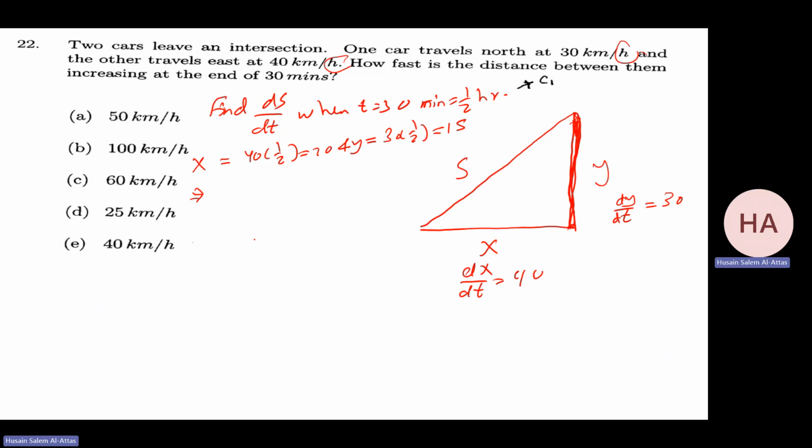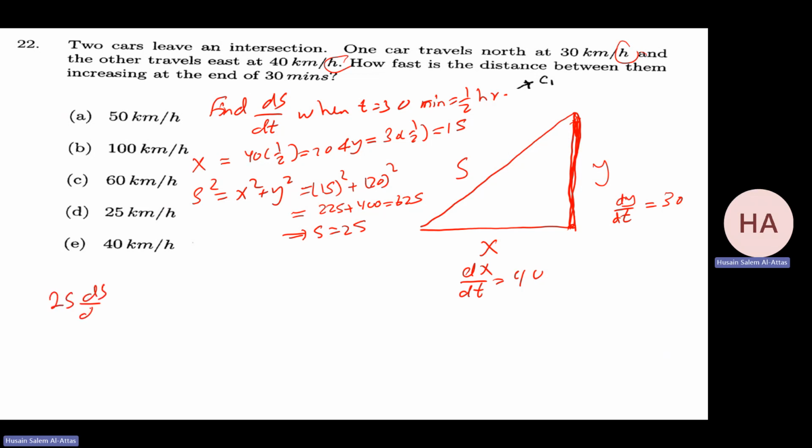So s squared, I have the relation: s squared equals x squared plus y squared. At 20 and 15, that will give me what? So I have 15 squared plus 20 squared. And that gives me what? 15 squared is what? 225 plus 400, which is 625. So s equals 25.